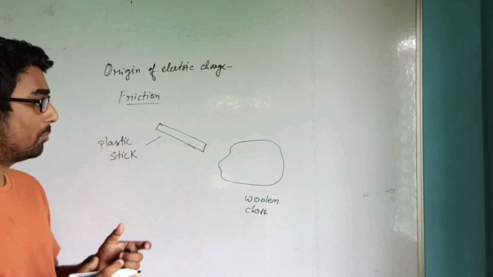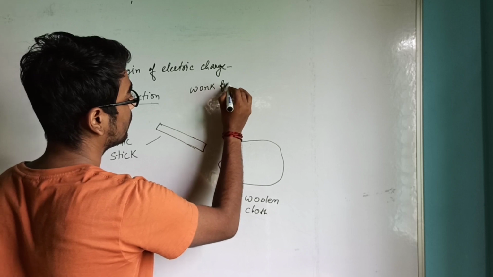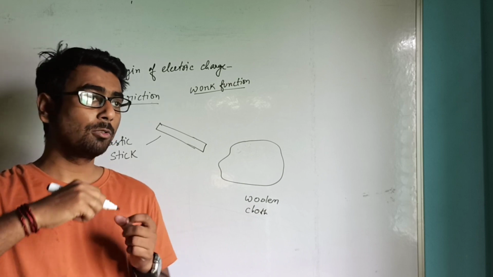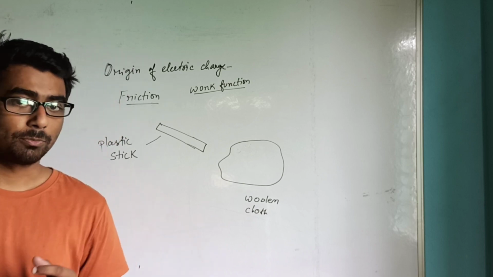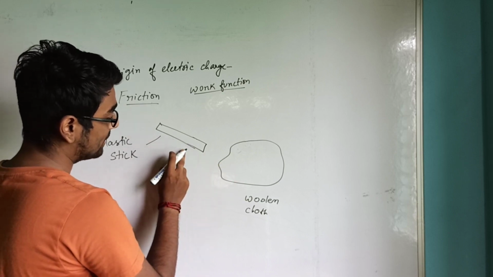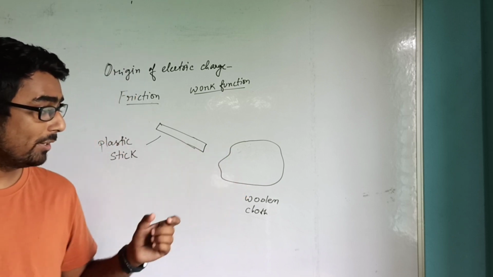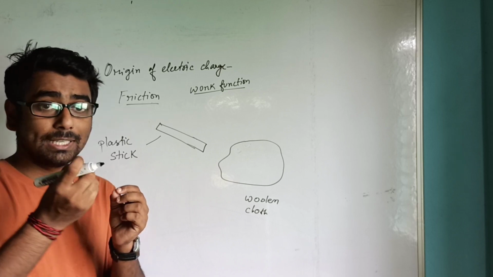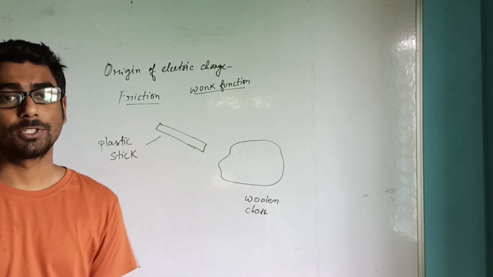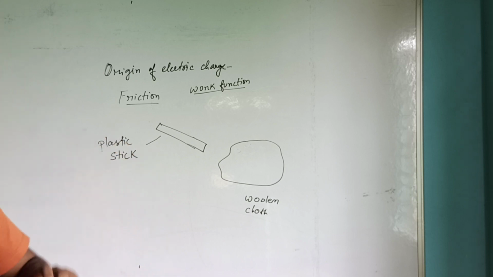Now, whenever we rub both the objects together, there exists one work function. Work function is the amount of energy required to knock out the outermost electron from that atom. So whenever we rub them together, the outermost electron from the atom present in the plastic stick or in the woolen cloth gets knocked out, or just transferred from one object to another. That is the simplest idea of the origin of electrostatics through friction.